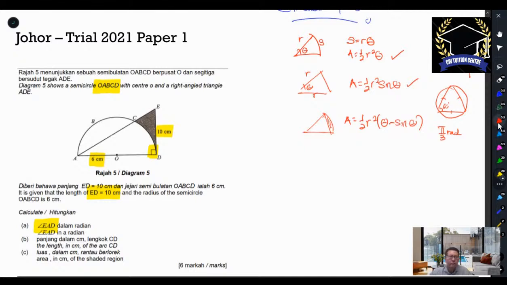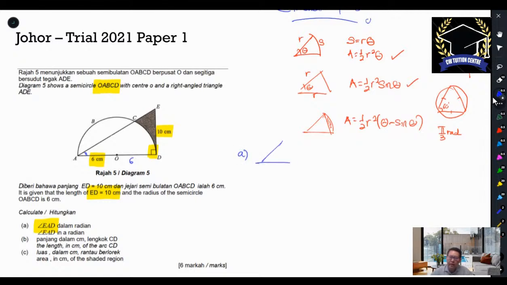The question is asking for this angle. So the information we have is 6, and over here is another 6. Part A, we have this triangle, 10 and 12, and the angle is EAD. So I will be using tangent: tangent of angle EAD equals 10 over 12. So angle EAD will be, let's take our calculator.